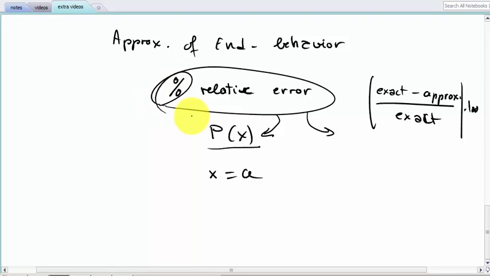Okay, and then apart from that, you will have the application of free fall motion.